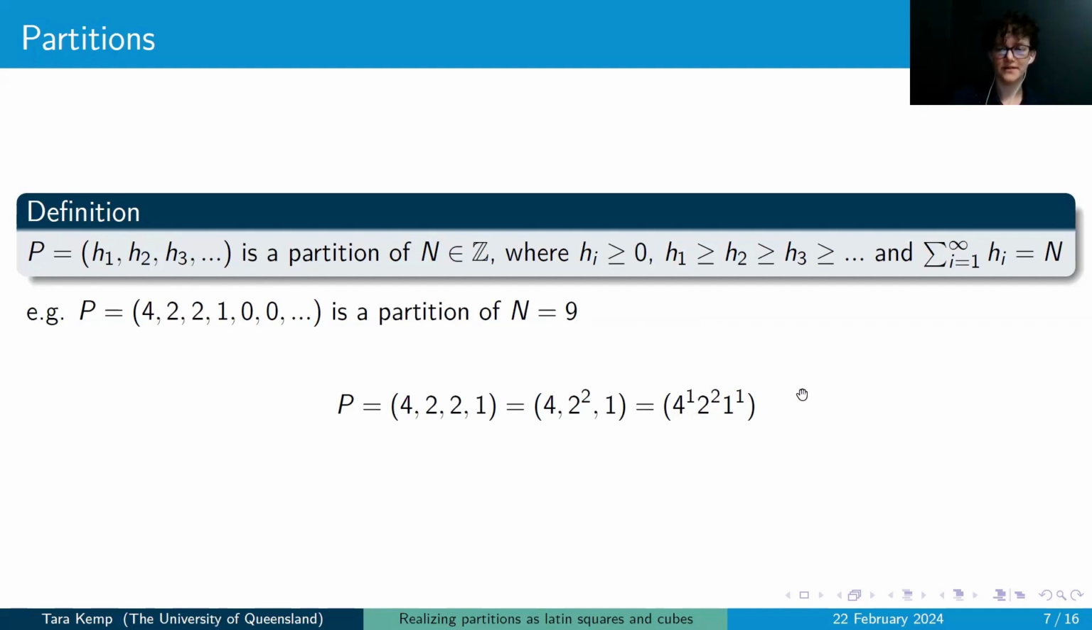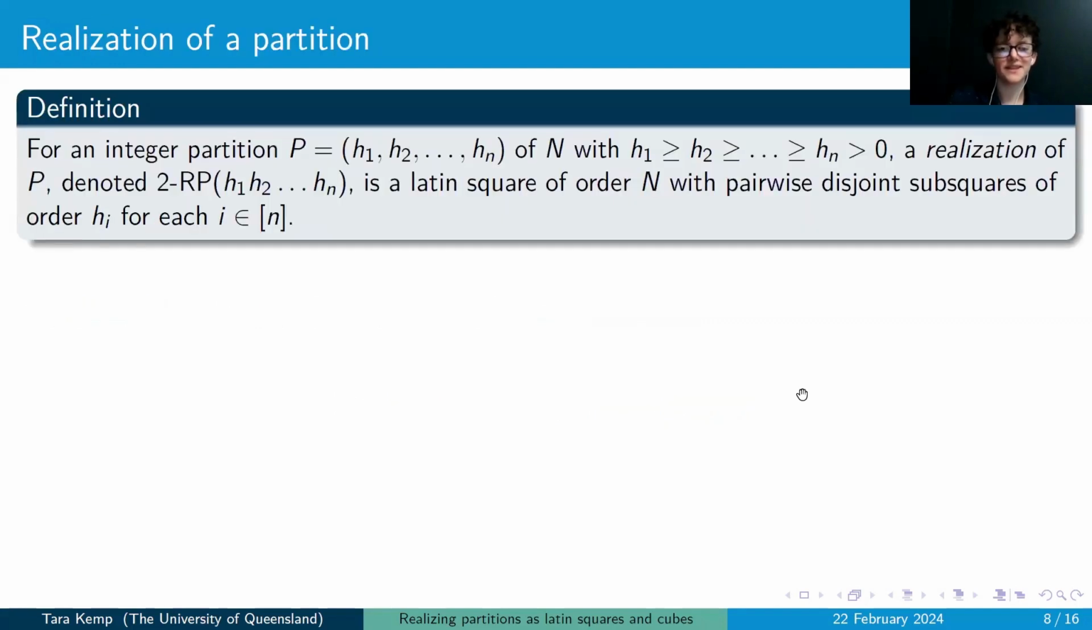So the 4 to the 1, 2 to the 2, 1 to the 1. And the powers just represent how many copies of that integer are in your partition. So you've got these important ideas, a Latin square, a cube, and now a partition. And we can combine these with what we call a realization.